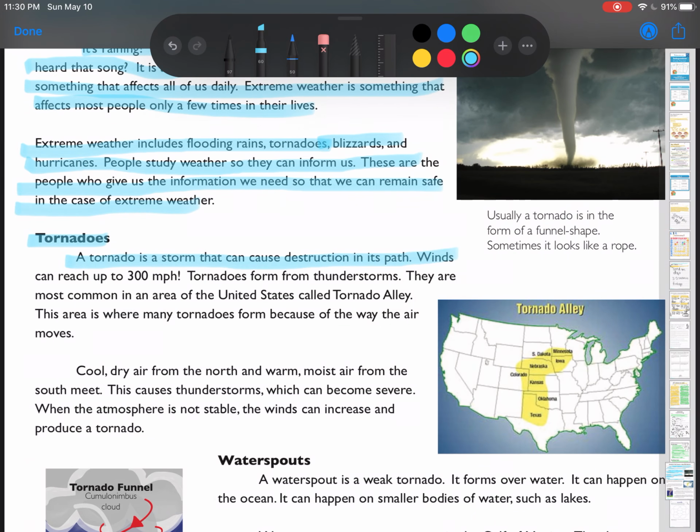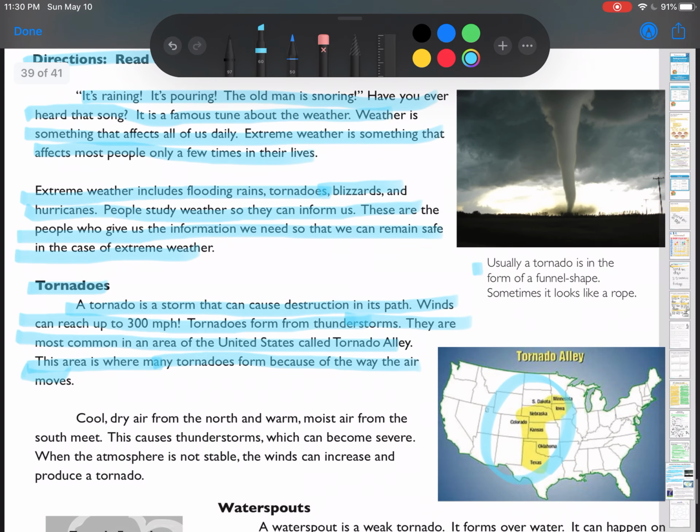Winds can reach up to 300 miles per hour. Tornadoes form from thunderstorms. They are most common in an area of the United States called Tornado Alley. If I look here, that's Tornado Alley. This area is where many tornadoes form because of the way the air moves. I'm going to go ahead and stop here because I'm at a good stopping point and read my pictures. So this says usually tornadoes are in the form of a tunnel shape. Sometimes it looks like a rope.